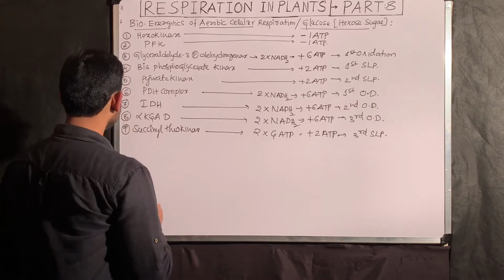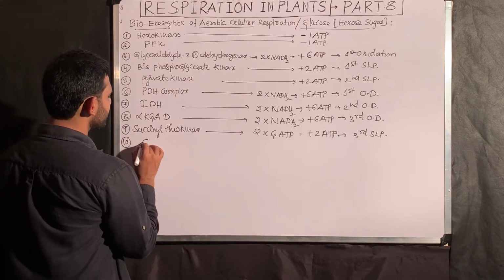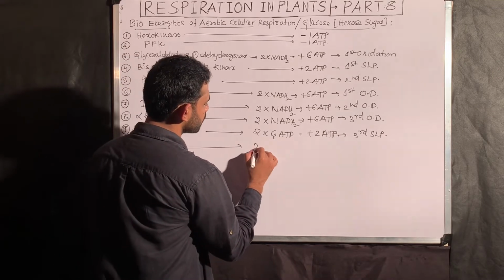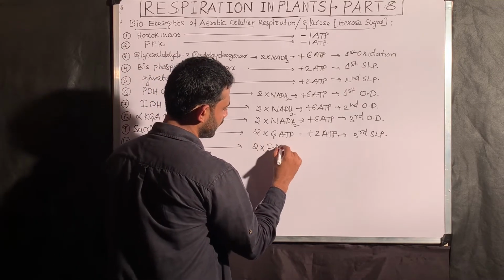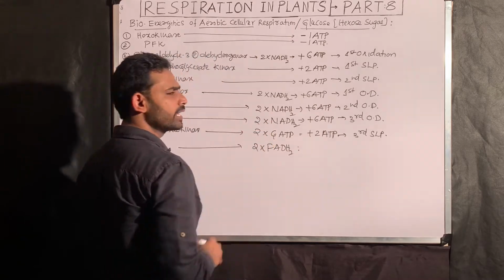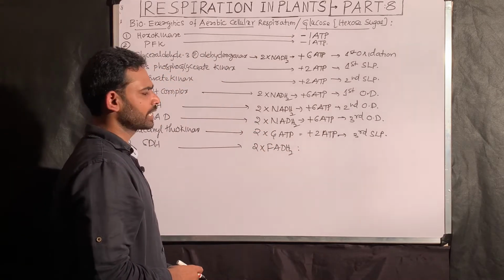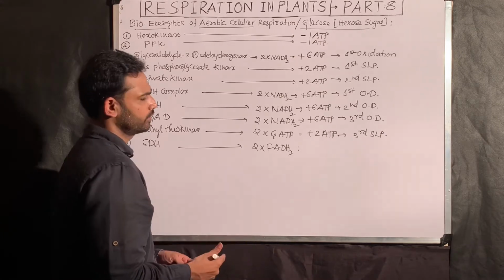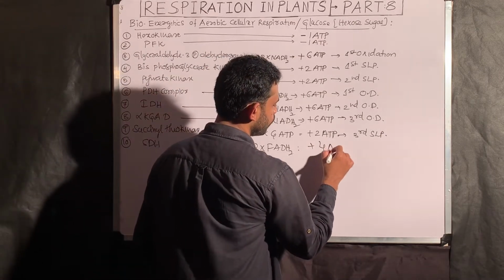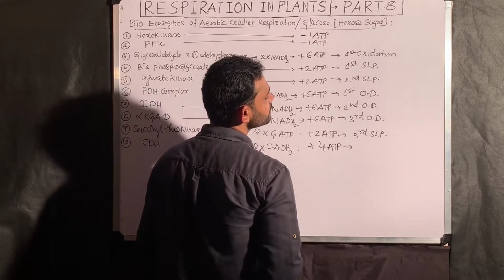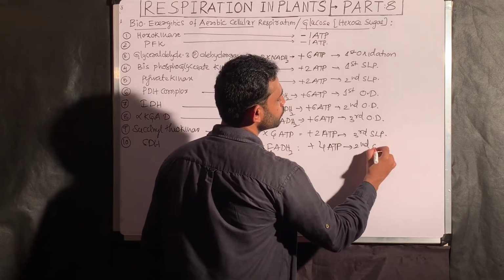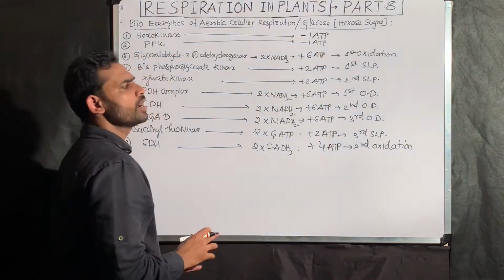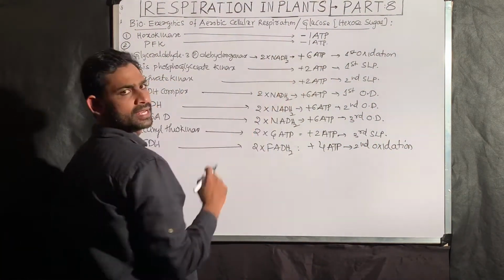Next reaction is succinate dehydrogenase. Here there is a release of 2 FADH2. When one FADH2 is involved in the electron transport chain, it releases 2 ATP. So 2 FADH2 give 4 ATP. This is an example of a pure oxidation. No decarboxylation, only oxidation. This is the second oxidation.